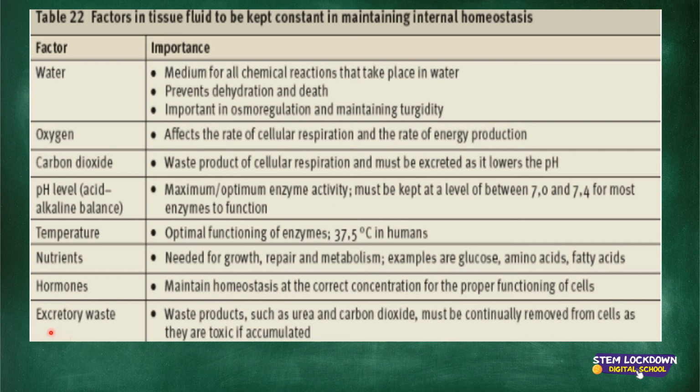And then the other factor is excretory waste. The importance of this is that waste products such as urea and carbon dioxide must be continually removed from cells as they are toxic if accumulated. We've discussed that carbon dioxide needs to be removed and how the medulla oblongata reacts quickly to rising concentrations of carbon dioxide. Same with urea, the kidneys react quickly to maintain those conditions. It is very important that the tissue fluid is kept constant at all times.